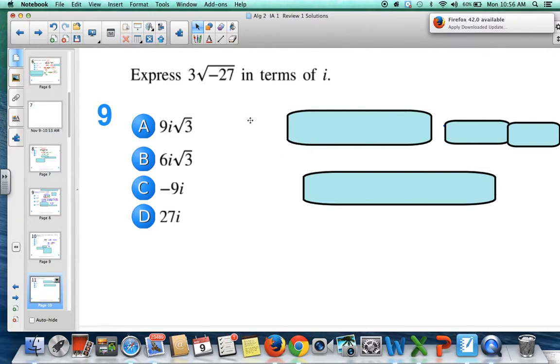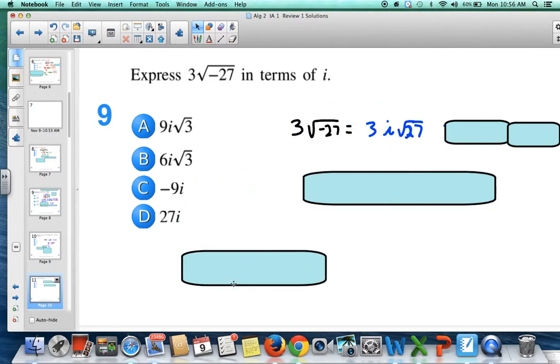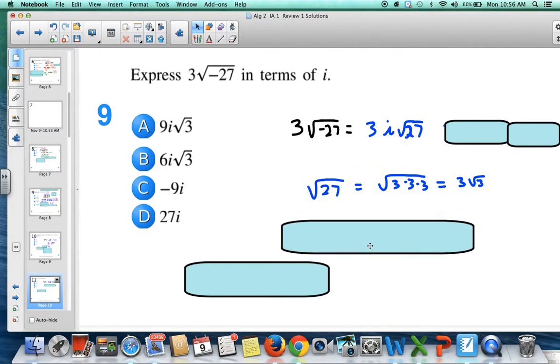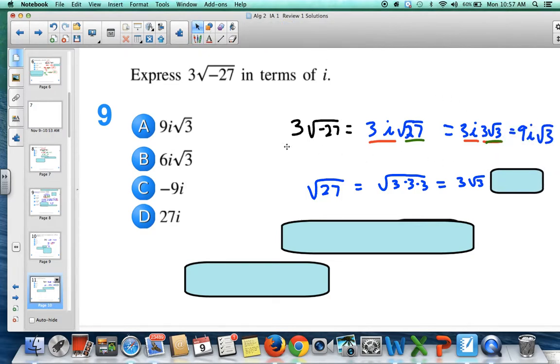Number 9, I'm going to go through this one. It's similar to the last one in that the 3 times negative comes out as an i, and now I've got to break down the square root of 27. The square root of 27 is 3 root 3, so that becomes 3i, which is basically from here, and then 3 square root of, so 3i is there. Square root of 27 is here, so I multiply 3 times 3, and I get 9, 9i square root of 3. All right, next problem.